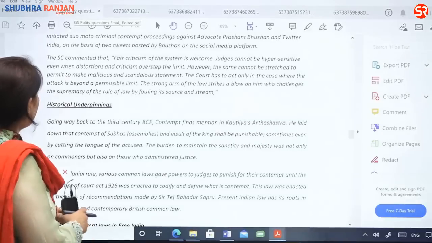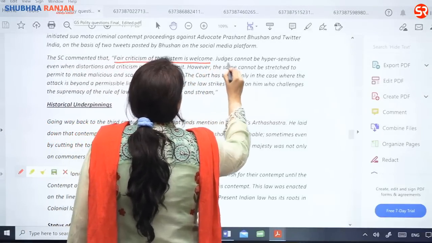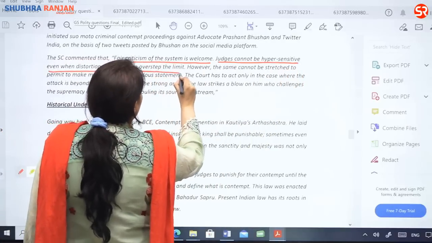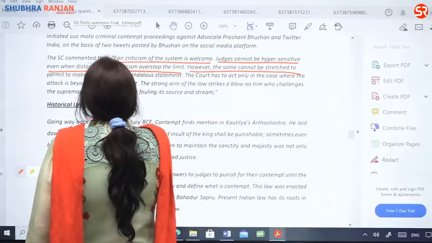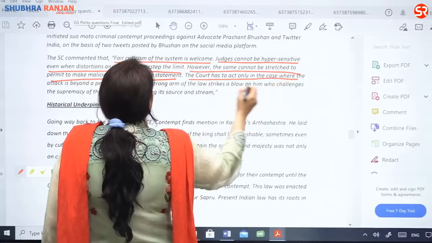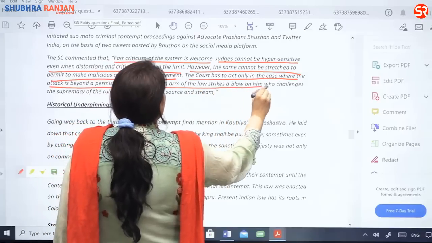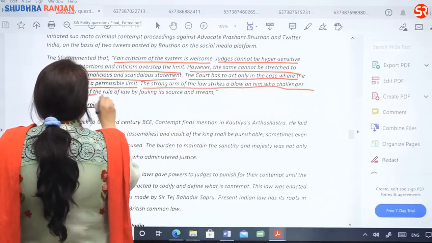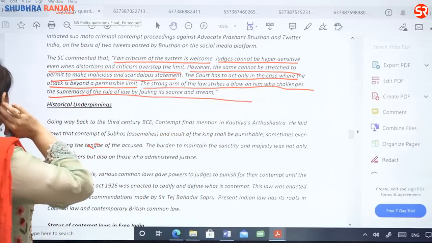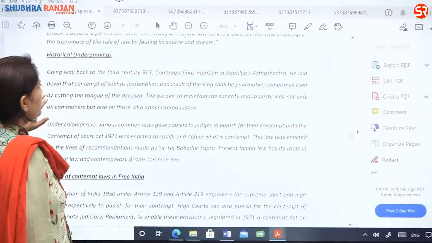It's important that you should know the Supreme Court's view, if not word by word. Fair criticism is welcome. Judges cannot be hypersensitive even when distortions and criticism overstep the limit. However, the same cannot be stretched to permit malicious and scandalous statements. The court has to act only where the attack is beyond a permissible limit. The strong arm of the law strikes a blow on him who challenges the supremacy of the rule of law by fouling its source and stream. Okay. Now, historical underpinnings, I think this answer can be very useful even if it comes for an essay.